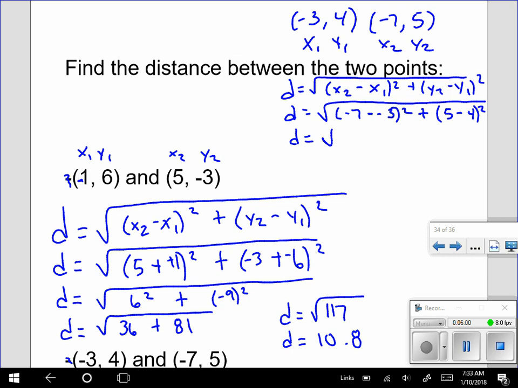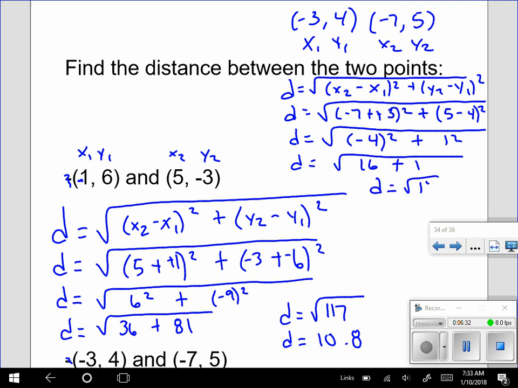Now I'll work some math. I'm going to do my parentheses first. Keep change. So I'd have -4 squared, because negative plus a positive, we would subtract. And then I would have 1 squared. I put the parentheses around the negative to make sure I work with those. So -4 squared is 16, and 1 squared is 1. So we get d equals the square root of 17. And then we can use our calculator. D would equal 4.1.